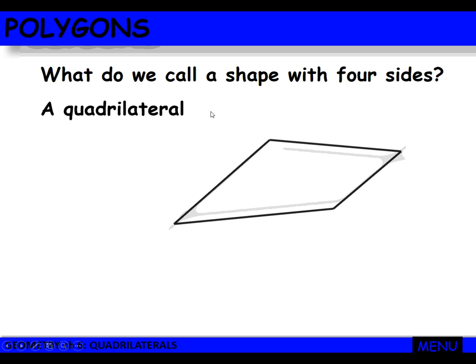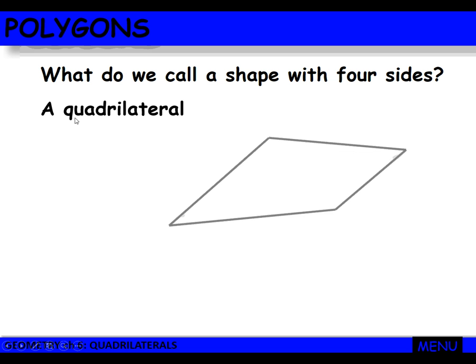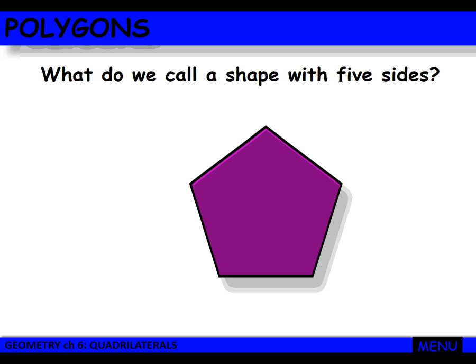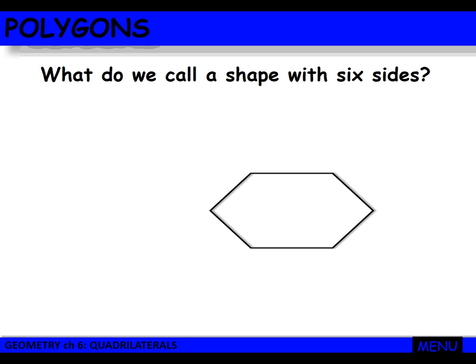Quadrilateral. That literally means quad is 4, lateral is side. It literally means 4 sides. This is not a square or a rectangle. Just 4 sides is quadrilateral. How about a 5-sided shape? Pentagon.